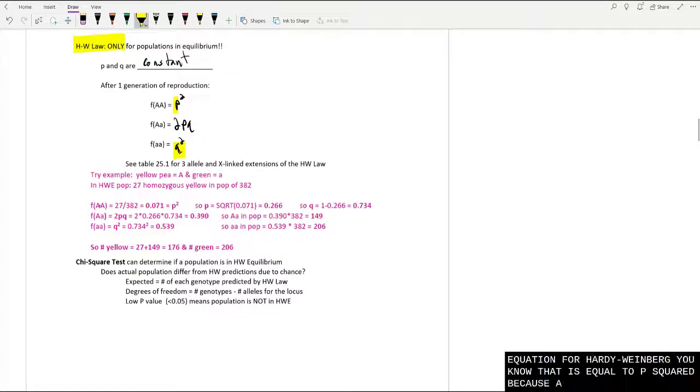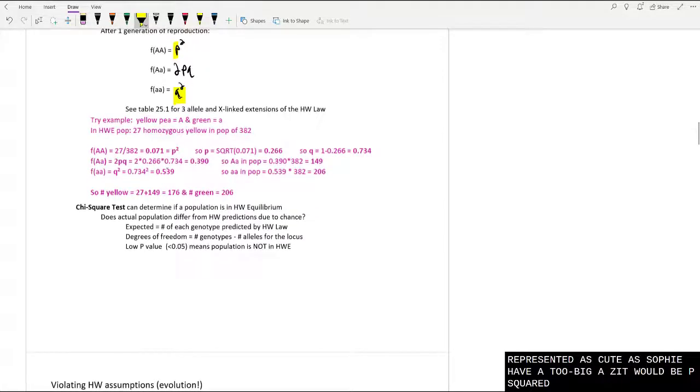So based on understanding the equation for Hardy-Weinberg, you know that is equal to P squared, because A is represented as P and the recessive allele is represented as Q. So if you have two big A's, it would be P squared. So P squared is equal to 0.071. If you then take the square root of each of those sides, that gives you P. So make sure you can calculate P given information such as this.